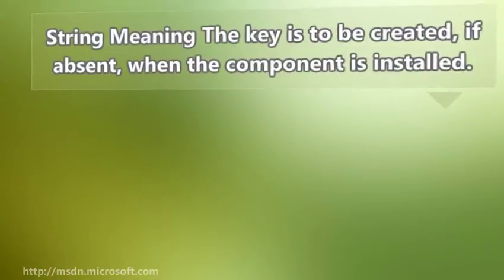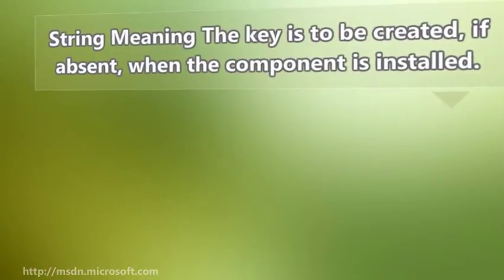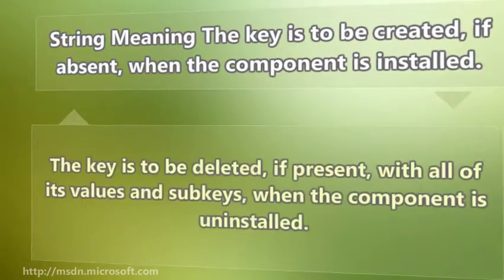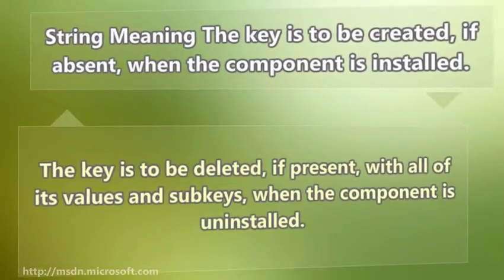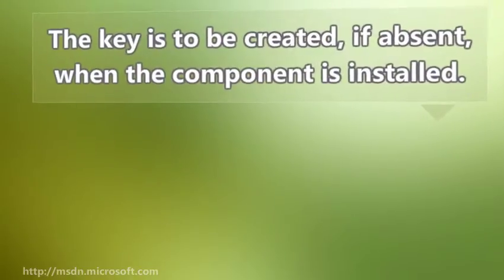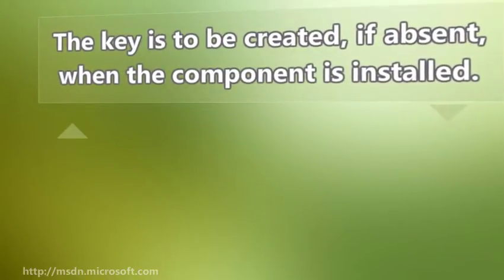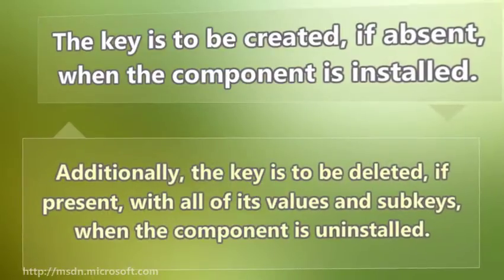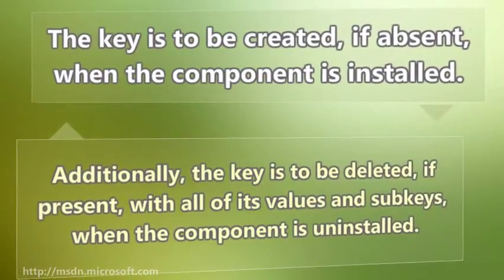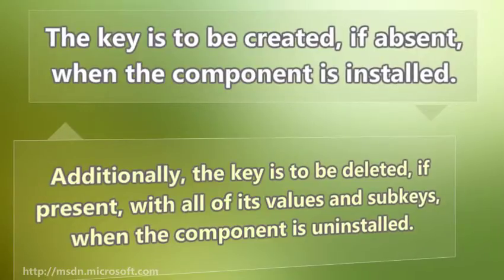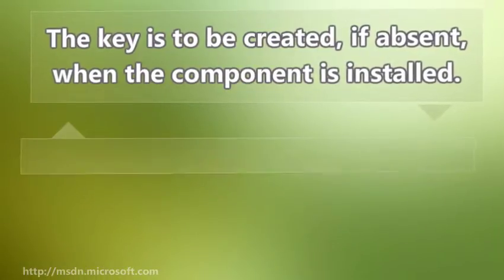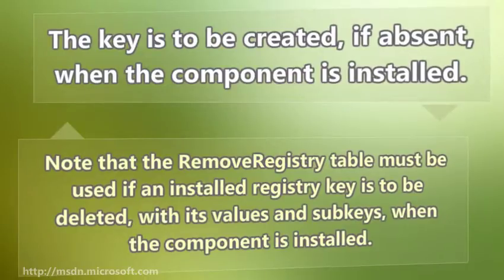String, meaning: the key is to be created, if absent, when the component is installed. The key is to be deleted, if present, with all of its values and subkeys, when the component is uninstalled. The key is to be created, if absent, when the component is installed. Additionally, the key is to be deleted, if present, with all of its values and subkeys, when the component is uninstalled. Note that the RemoveRegistry table must be used if an installed registry key is to be deleted, with its values and subkeys, when the component is installed.